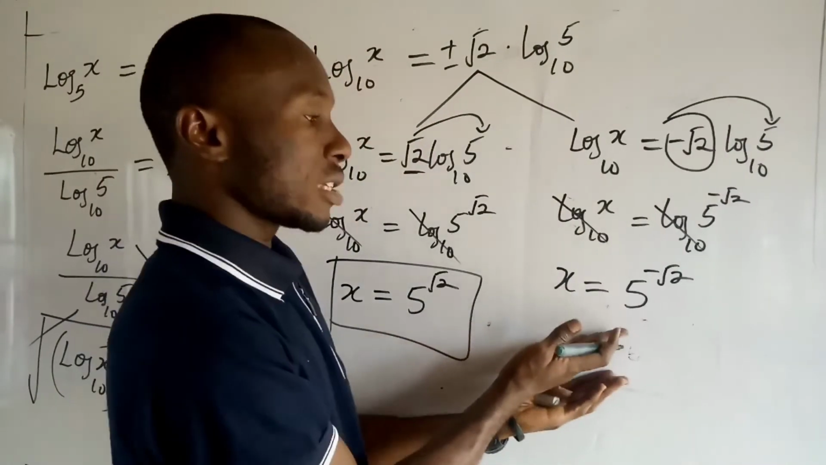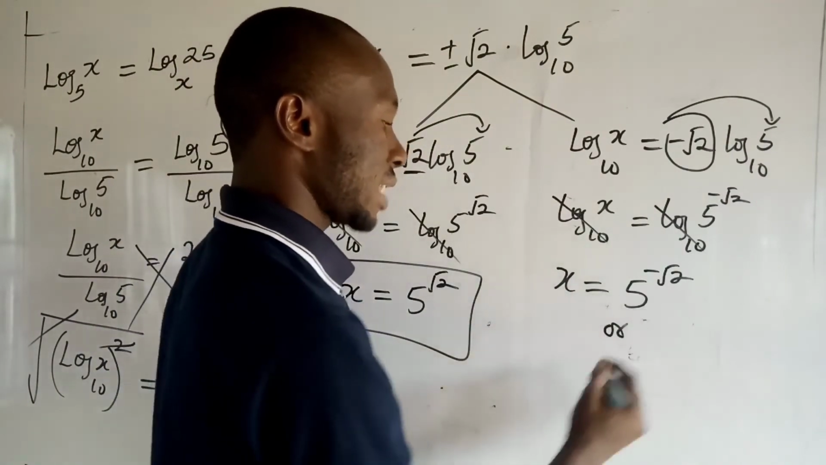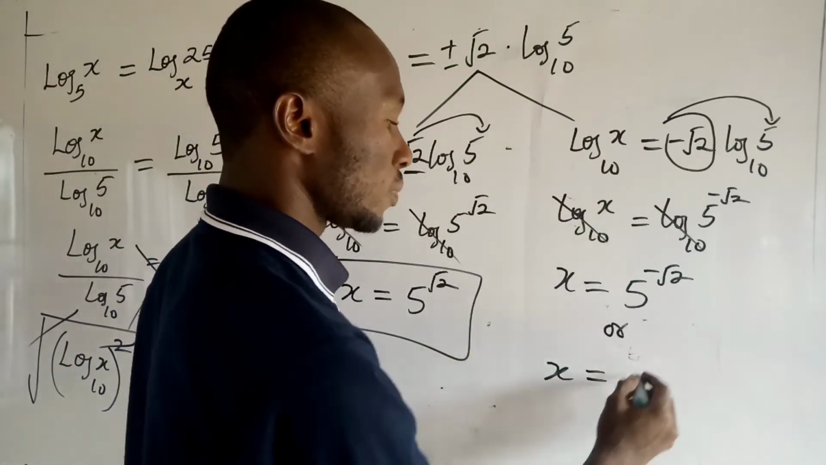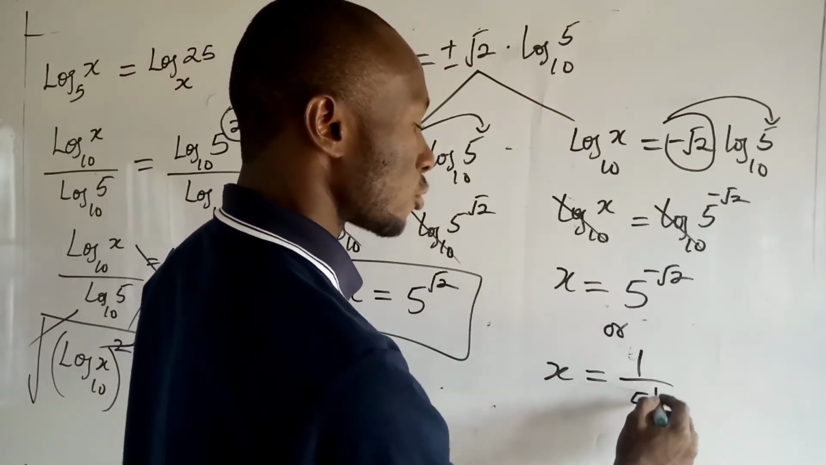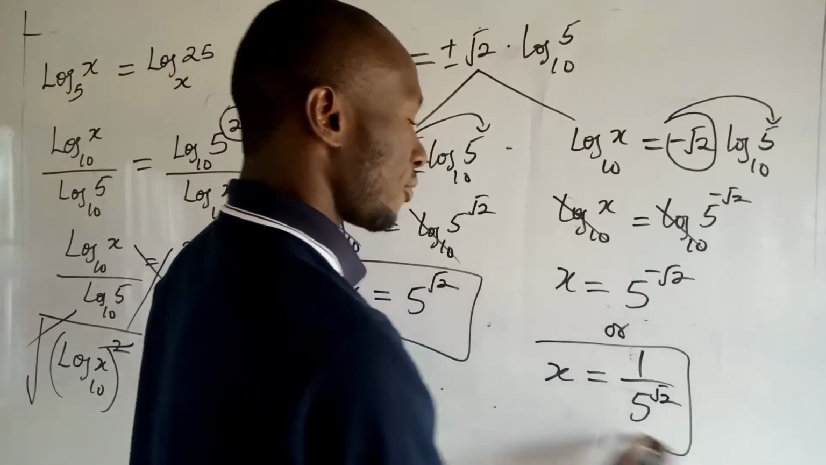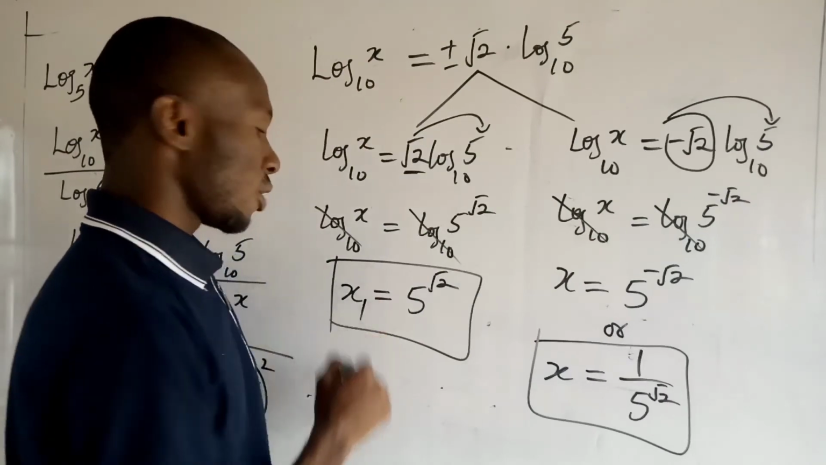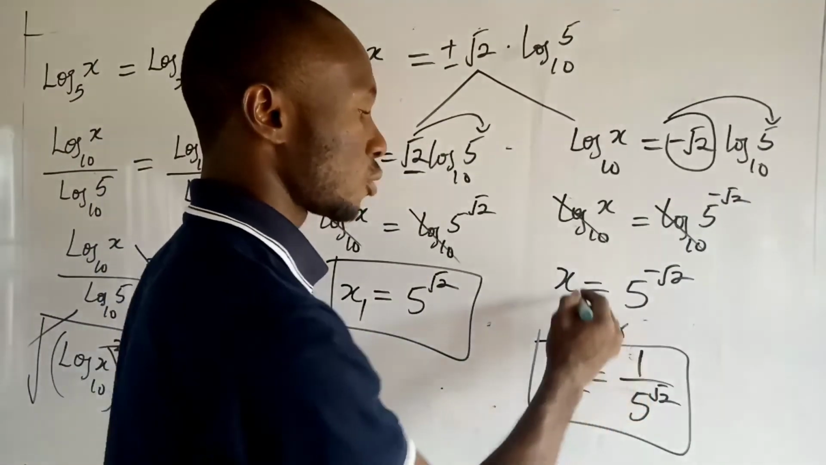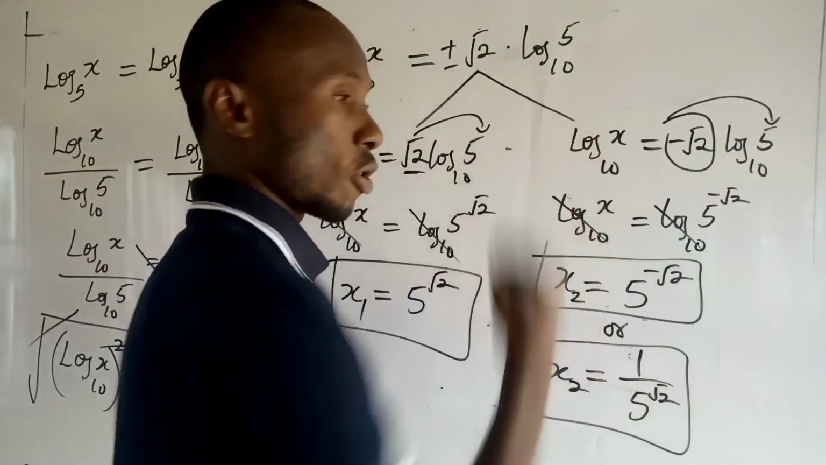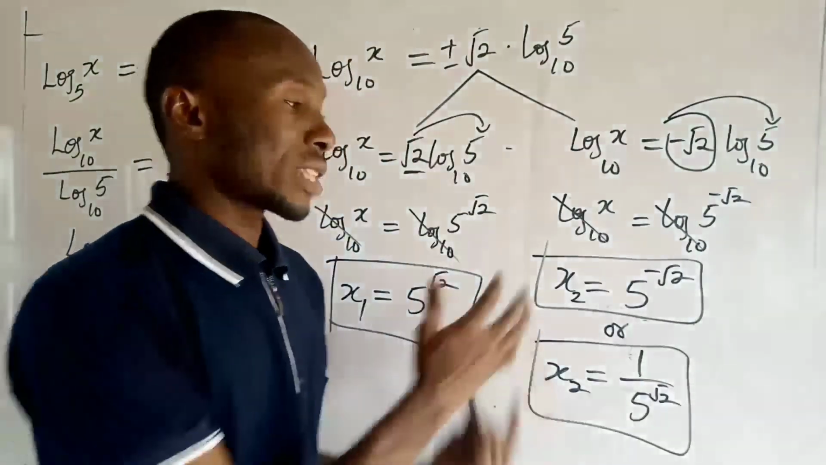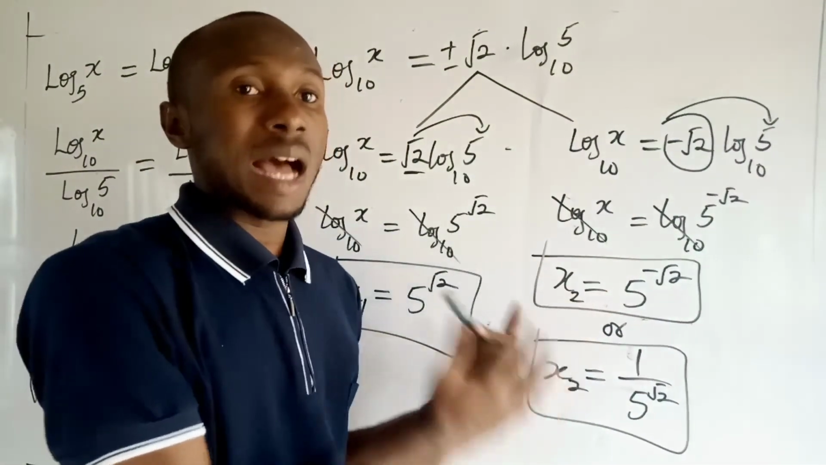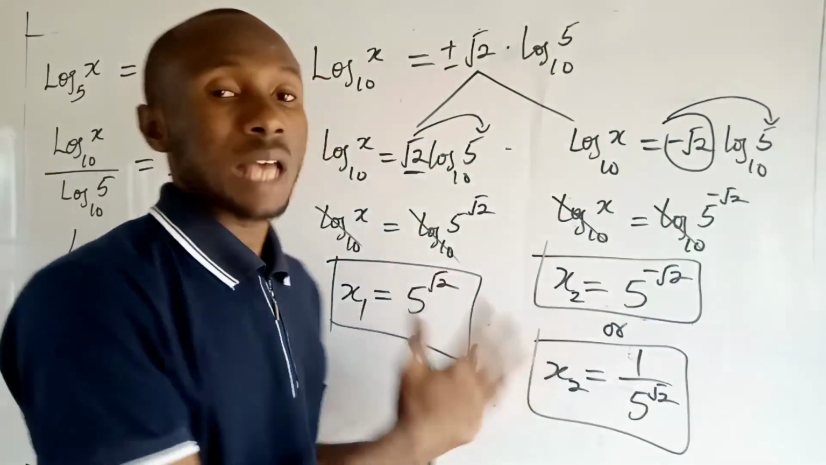You can leave your answer this way, or you can further say that x is equal to 1 upon 5 to the power root 2. These are the values of x. This is the value of x for the first case, and this is the value of x for the second. Either one is correct. Now, I have tested these solutions we got, and they are true. So these solutions are legit.